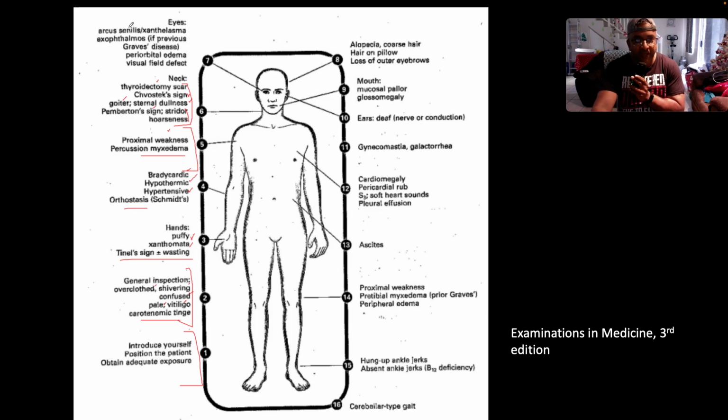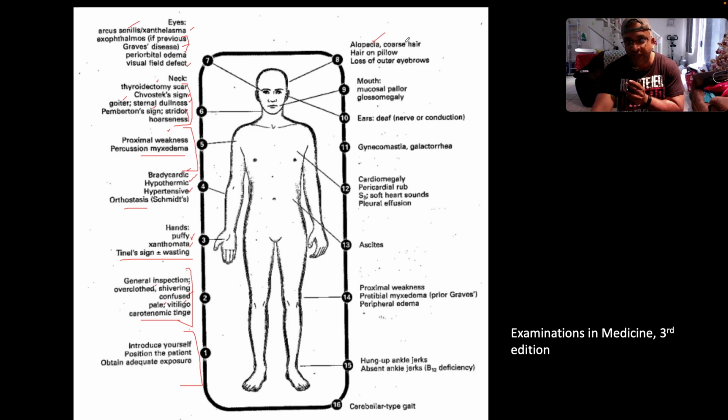In the eyes, you may have arcus senilis and xanthelasmata, which speaks to hypercholesterolemia. Exophthalmos, if there was previous Graves' disease. Periorbital edema, and you may have a visual field cut. Right? That's right.